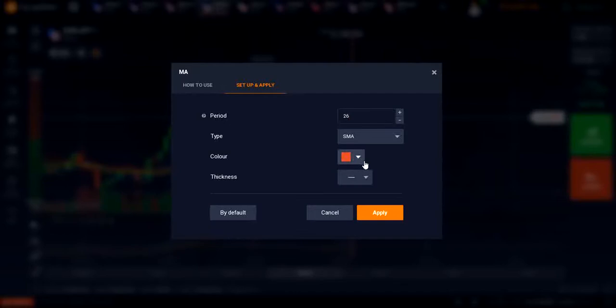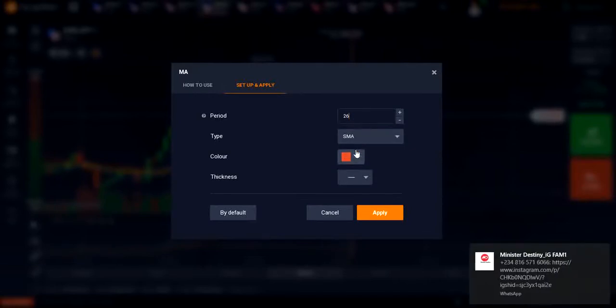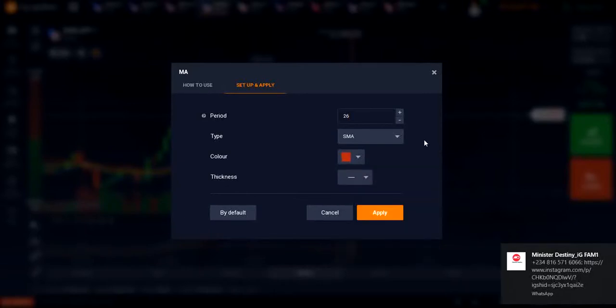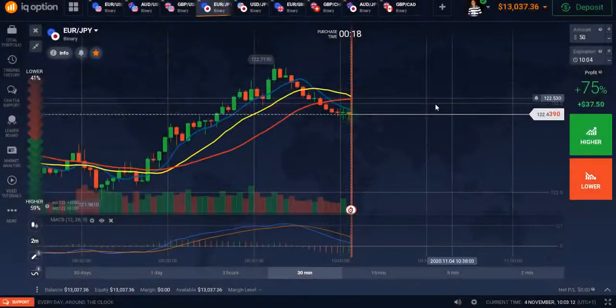But possibly this one may not be in your place. This one may not be in your place. The color red may not be there, so you just have to change it to color red. Make sure it's in color red. The first one was what? Then just apply like that.